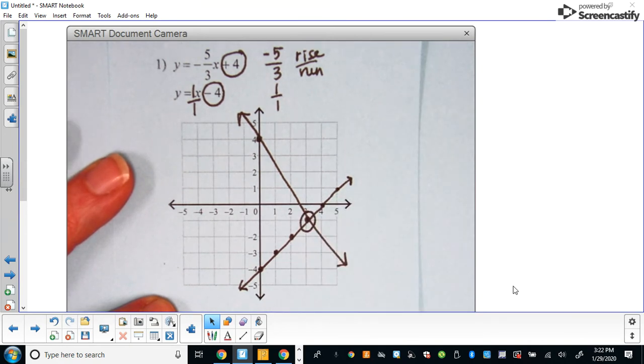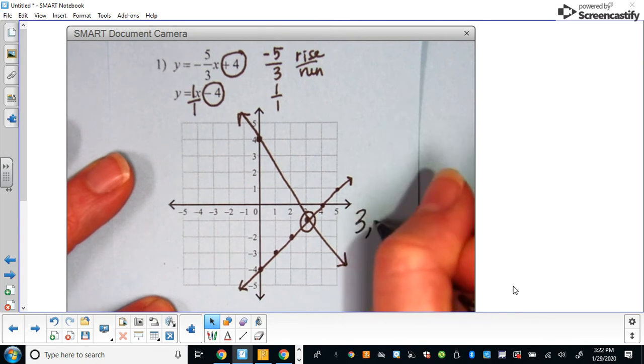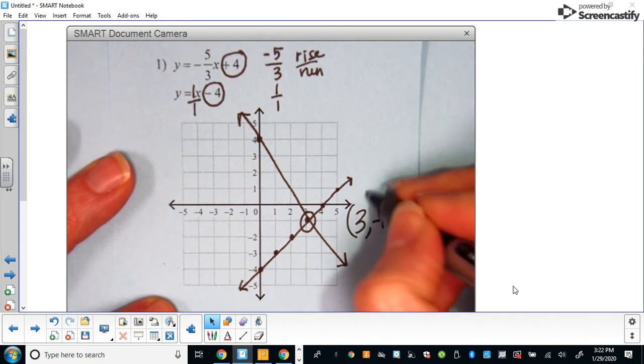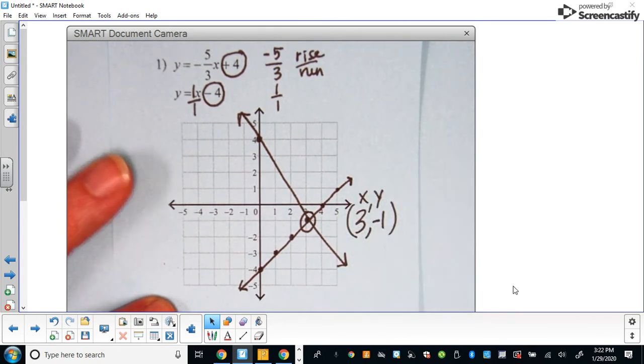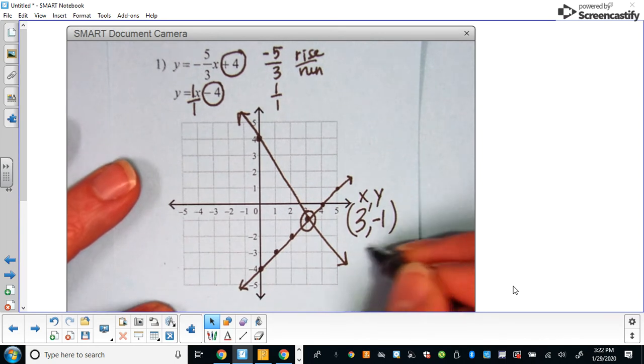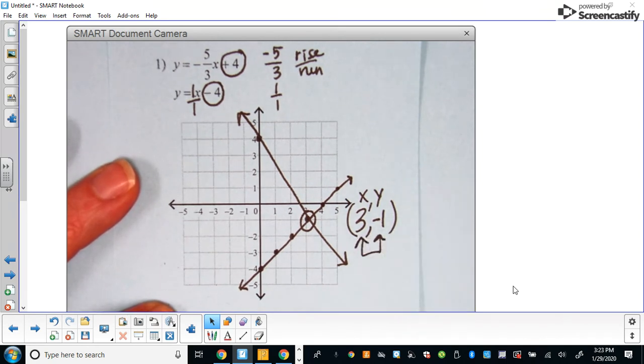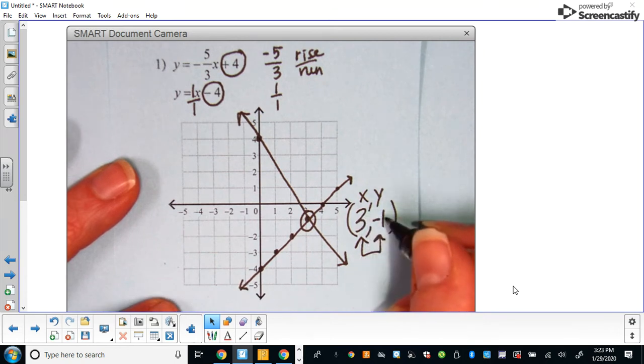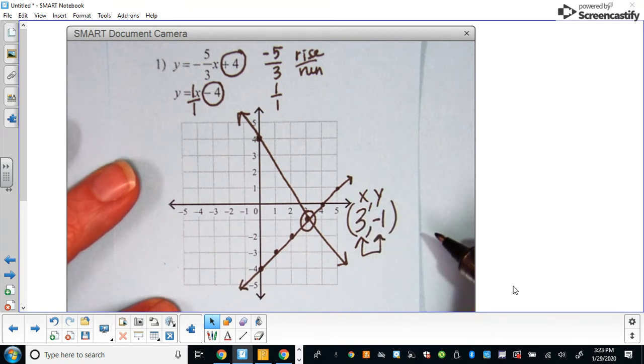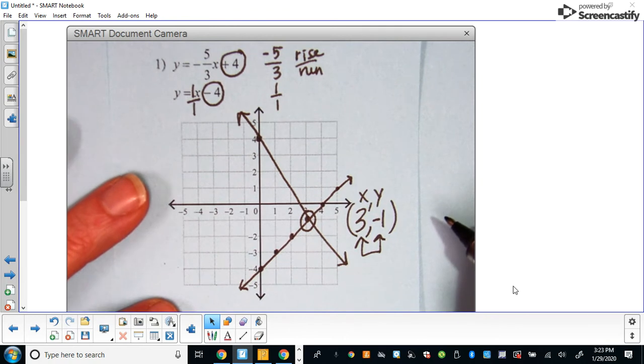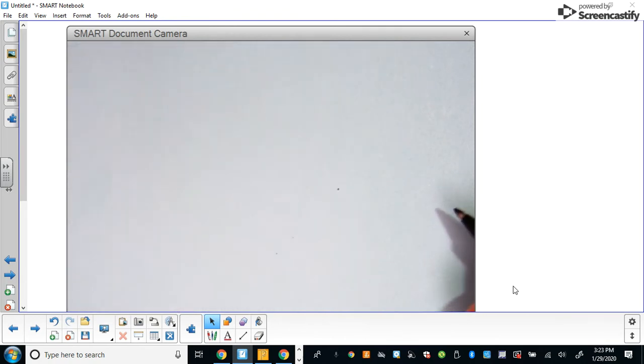And notice this is where the lines touch. That answer would be 3, -1. And sometimes they'll even ask you to add these two numbers together, or what's the difference between them. So this is your x, this is your y. Do whatever operation they ask you to if that's part of the problem.